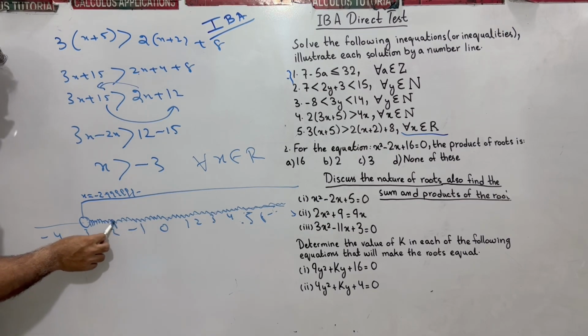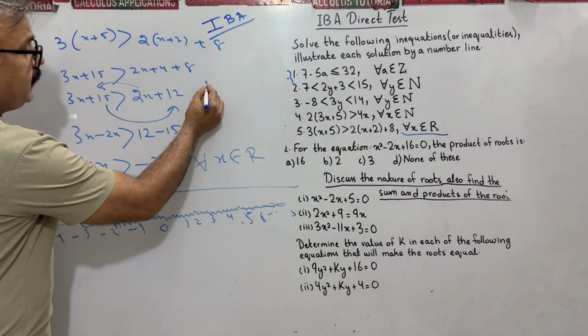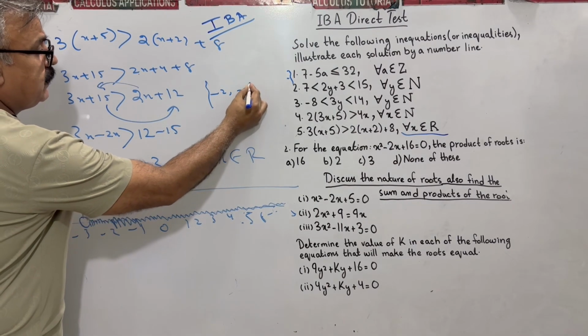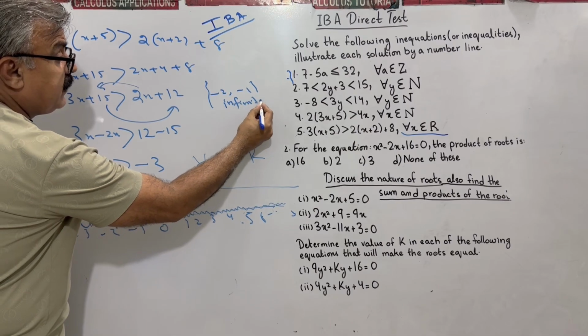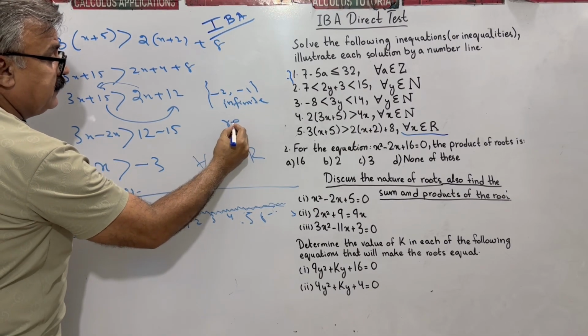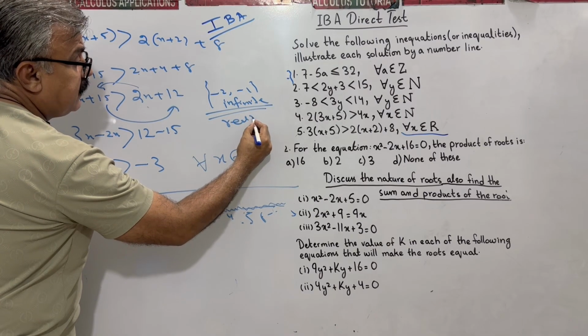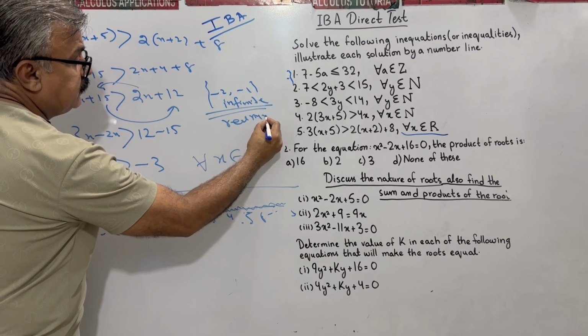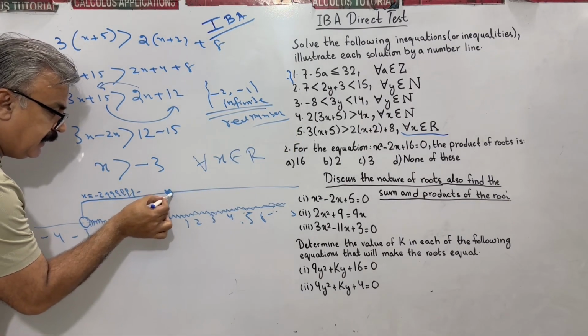All numbers between minus 2 and 1, and mark my words, between any two real numbers there lie infinitely many numbers. Infinite real numbers lie between minus 2 and minus 1, because the real line is complete and dense.